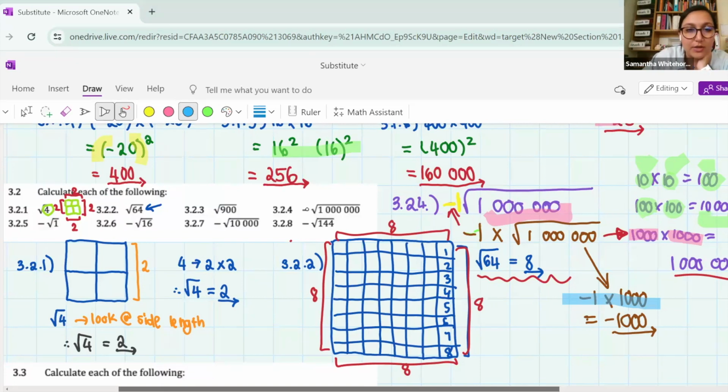Okay, so whenever we've got this negative sign in front of our square root, there's a few examples here.